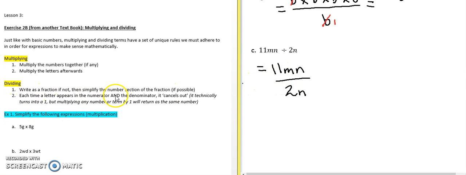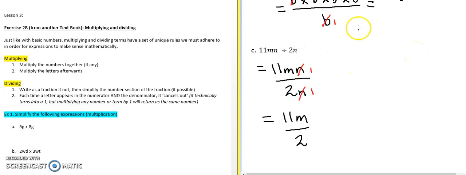Each time a letter appears in the numerator and denominator, it cancels out. So in this case, we have an n and an n, one on the top and one on the bottom, so they get cancelled out and turned into 1's, just like so. So what are we left with on the top? 11m, that n's now technically gone, over 2, and no n's, so it's just 11m over 2. And that's our final answer. So that's all there is to it.